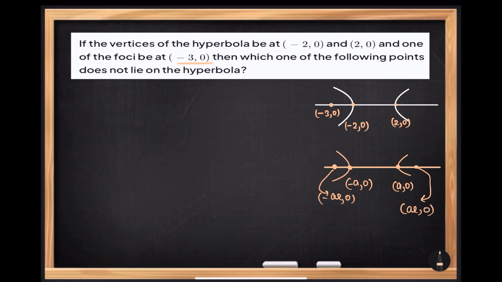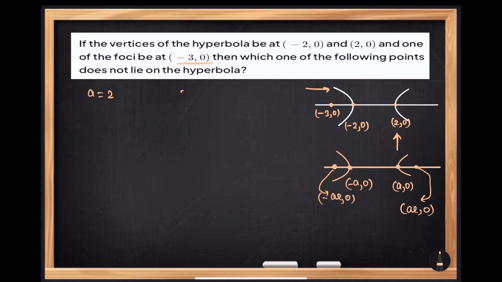So based on this question, can I say that the value of a becomes 2 because of this relationship? Then, which of the following points does not lie on the hyperbola? So what we have to do is find out the equation of this hyperbola, and then choose the option which is not satisfying the hyperbola. So the main point is to find out the equation of the hyperbola.